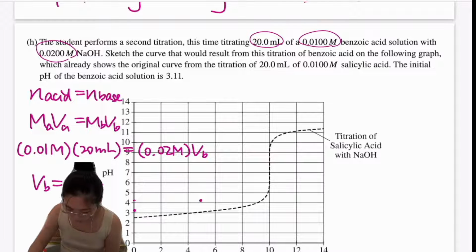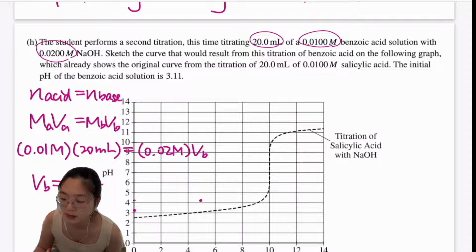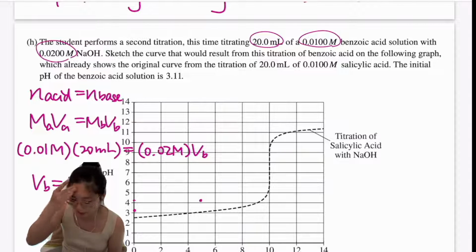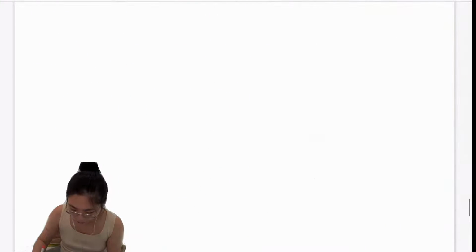And then eventually, when all of the benzoic acid is titrated with a strong base... Why can you use dilution to find the concentration at the equivalence point? Okay, good question. So again, what I mean by the equivalence point is when all the acid and base are neutralized.